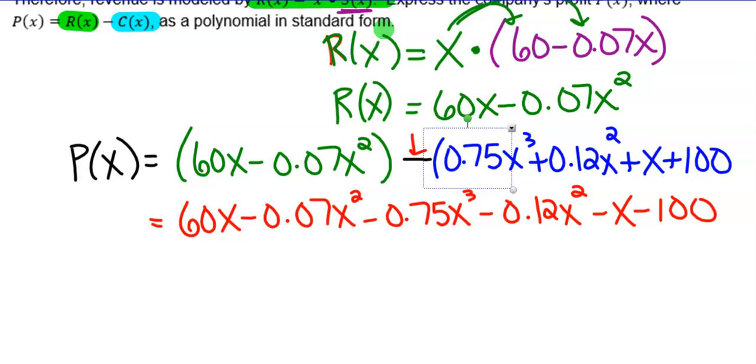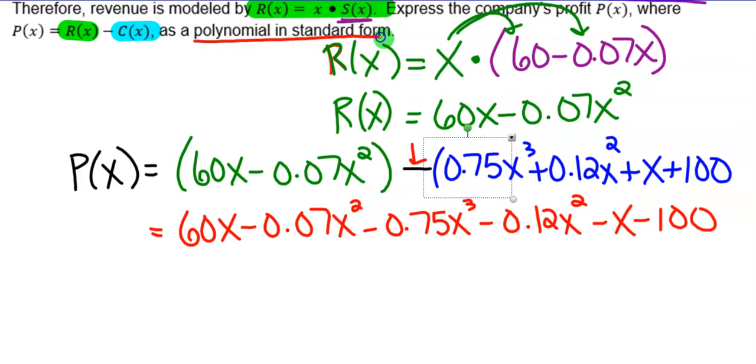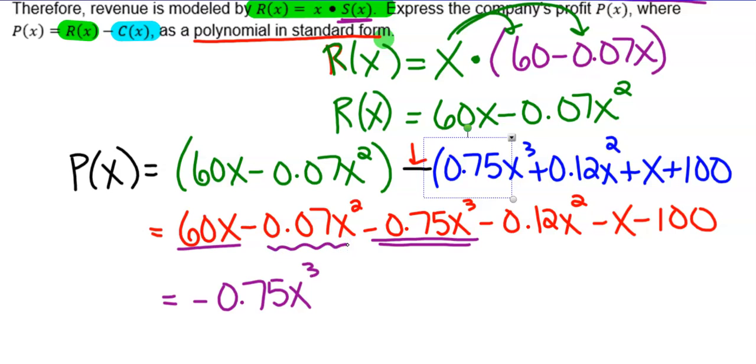Now I'm going to go through, and again, polynomial in standard form means to combine everything as much as possible. So I have 60x. Oh, my highest power actually is the cubed one. That was way over here. I'm going to start off with the highest power. That's going to be negative 0.75x cubed. Then my next highest power is the x squared. So negative 0.07x squared and negative 0.12x squared. That's negative 0.19x squared.